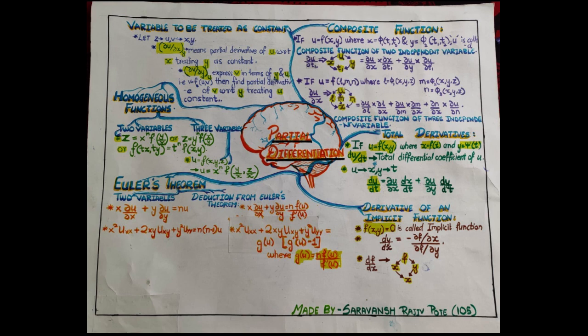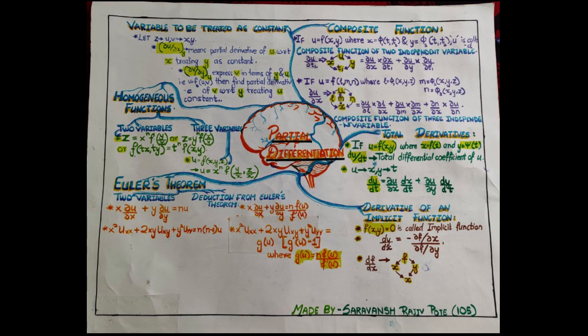What is meant by partial differentiation? Partial differentiation is the process of finding the partial derivative of a function. In this process, the partial derivative of a function with respect to one variable is found by keeping the other variable constant. Now I am going to tell you about the uses of partial differentiation.